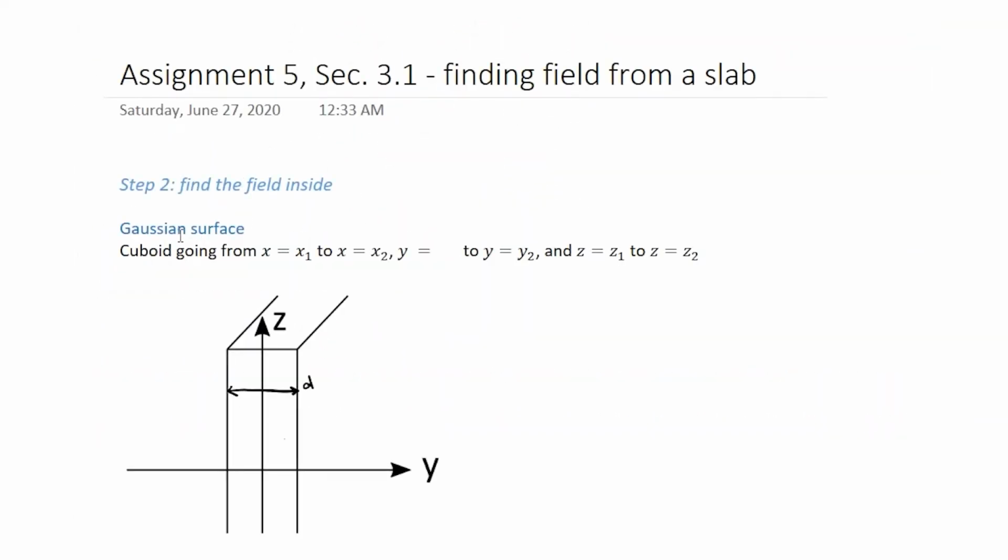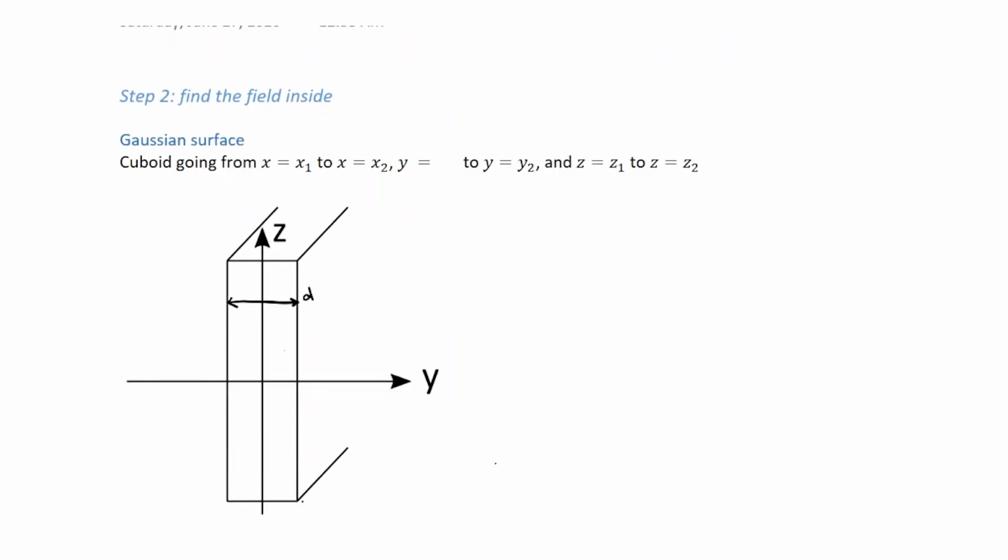Now let's find the field inside of the slab. To do this, we would use the field that we just found outside the slab and set up the Gaussian surface in such a way that we can use this information. So let's set up a Gaussian surface with the left side aligning with the left edge of the slab.